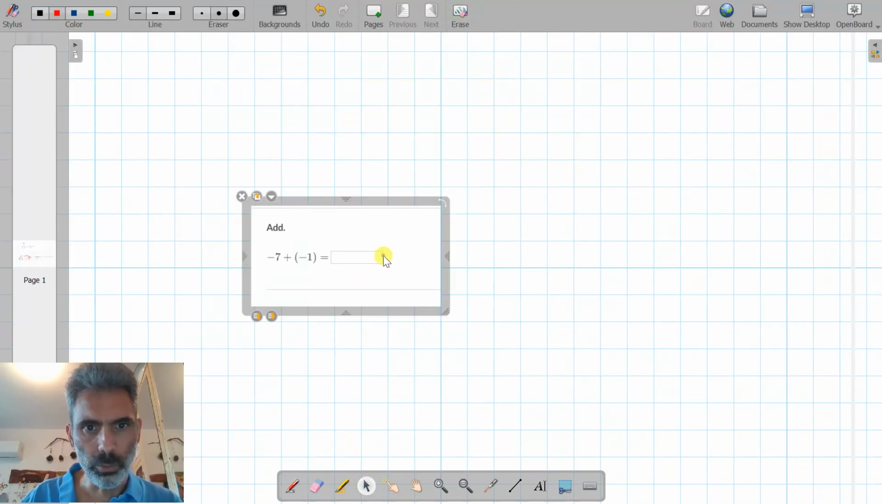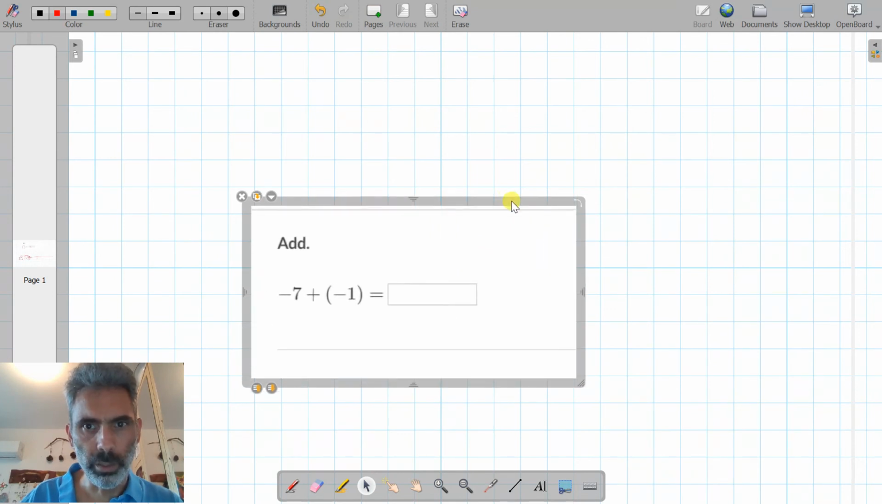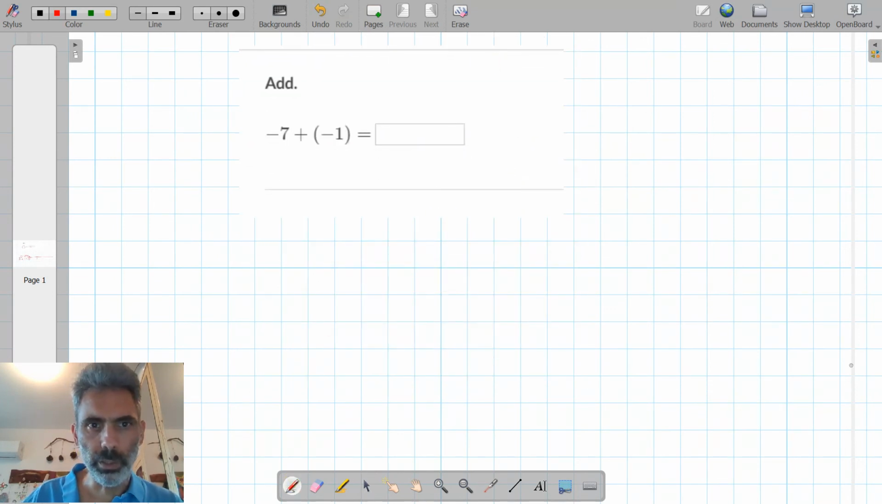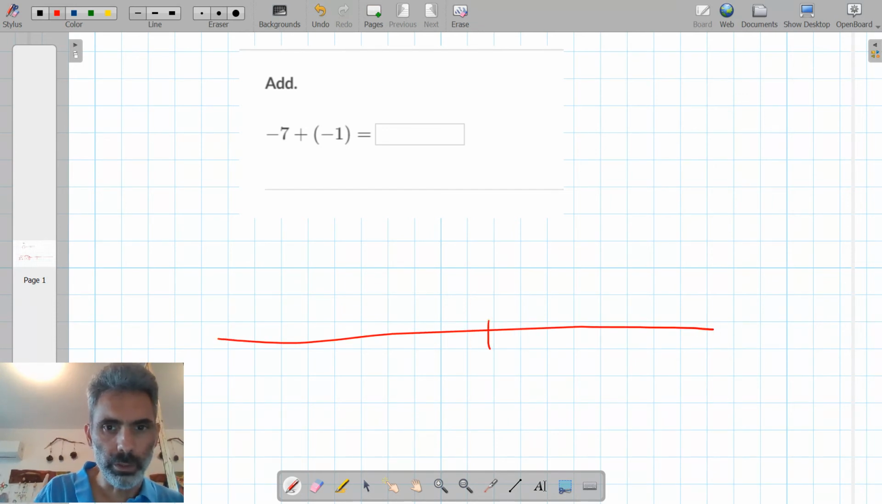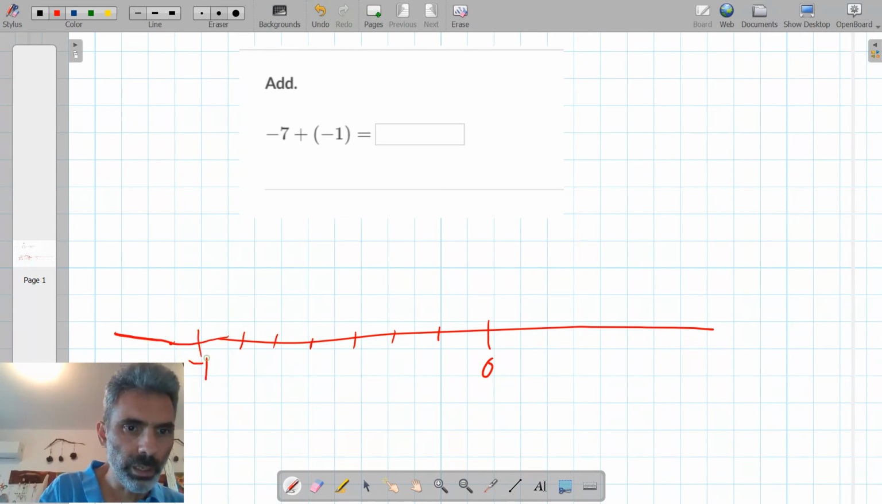Okay, so here we have two negative numbers. We begin at -7 and we take one step to the left. So we go further to the left. This is the 0, 1, 2, 3, 4, 5, 6, and -7. From -7, we take one step to the left, we end up at -8.